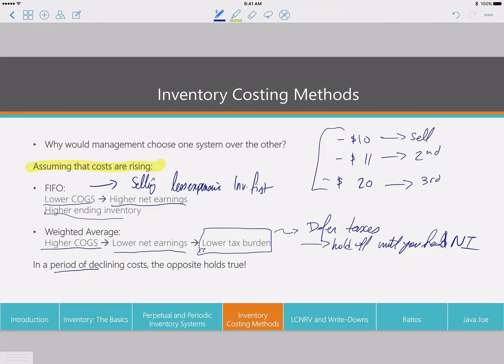In a period of declining costs, the opposite holds true. So if it was declining costs, weighted average would give higher net income than FIFO. And if costs remain the same throughout the year, you would have the same results regardless of the system.